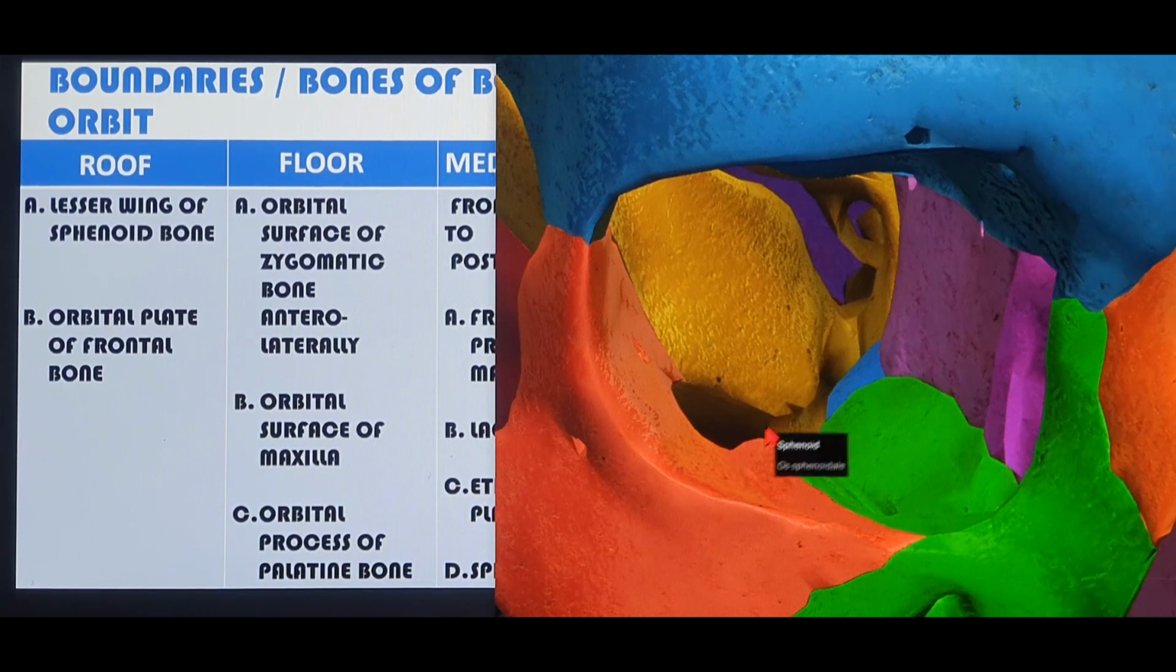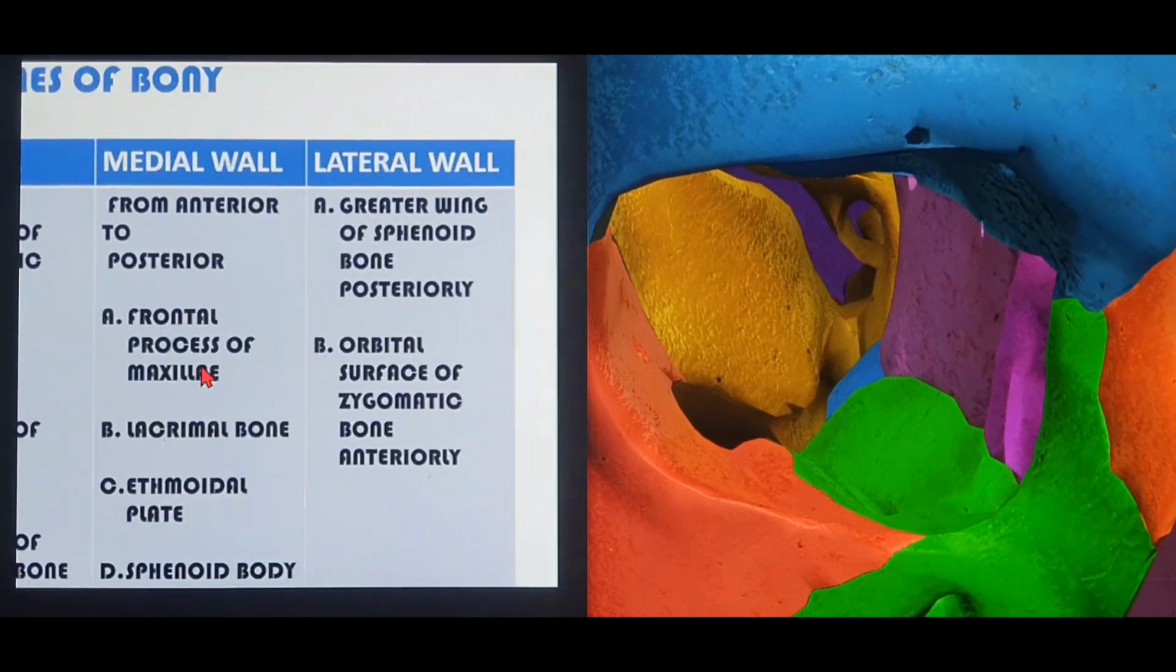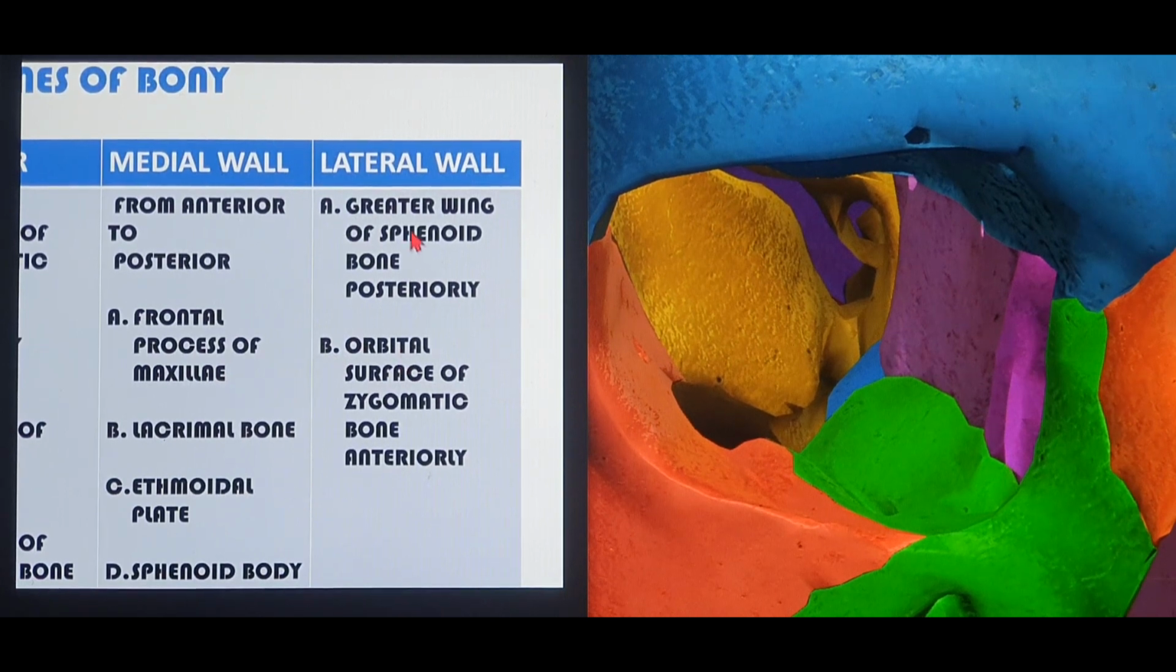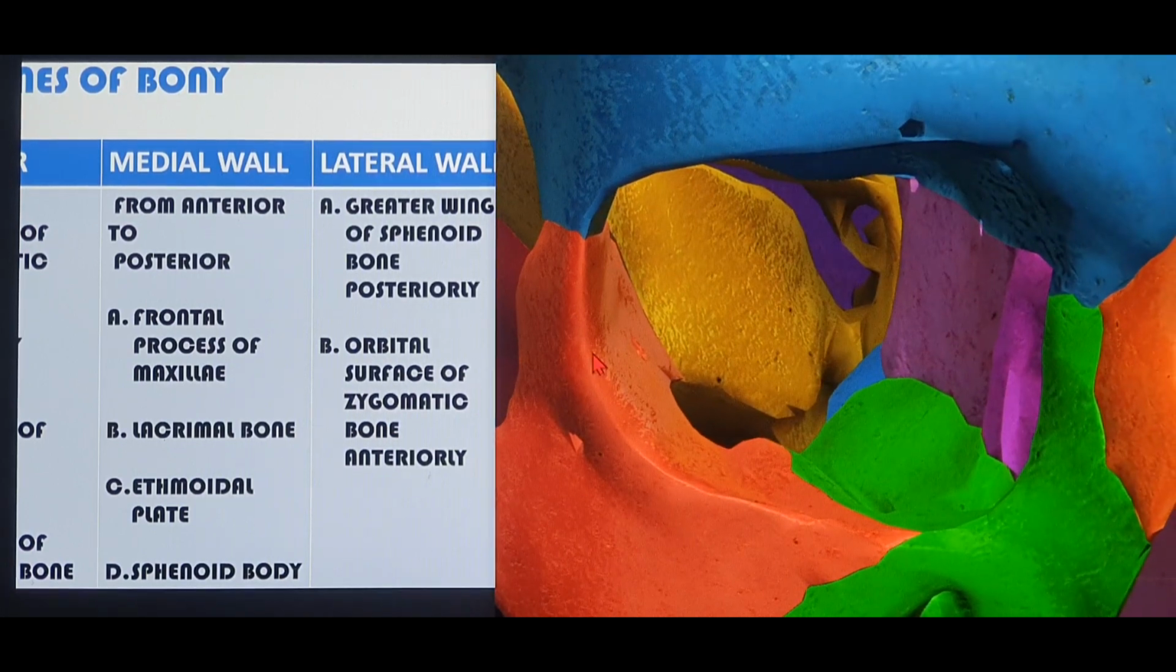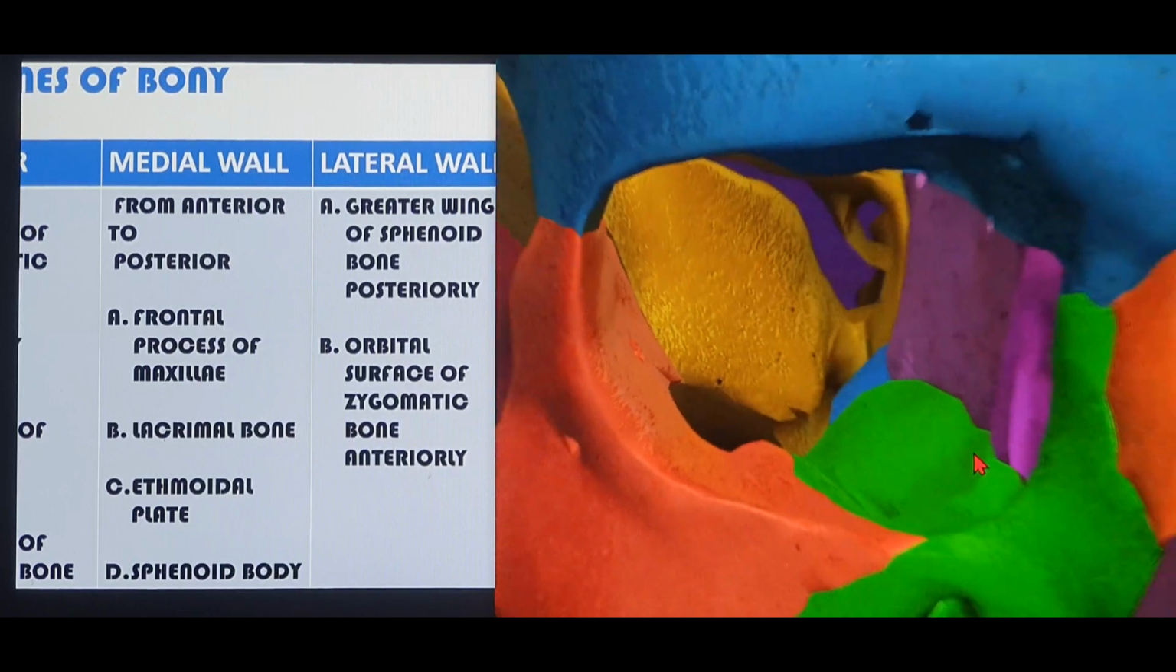So we are done with the roof, the medial wall, and the floor. Now remaining is the lateral wall. Now, as you can see over here, the lateral wall is composed of two main bones. That's the greater wing of sphenoid and the orbital surface of the zygomatic bone anteriorly. So as you can see, the zygomatic bone is a common bone which forms both the lateral wall and the floor of the orbit. Okay.